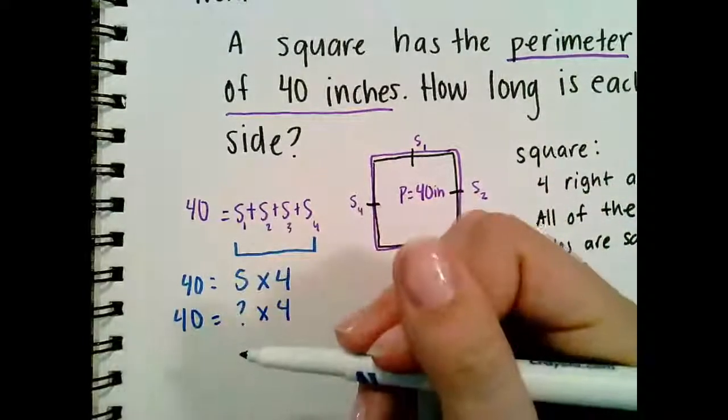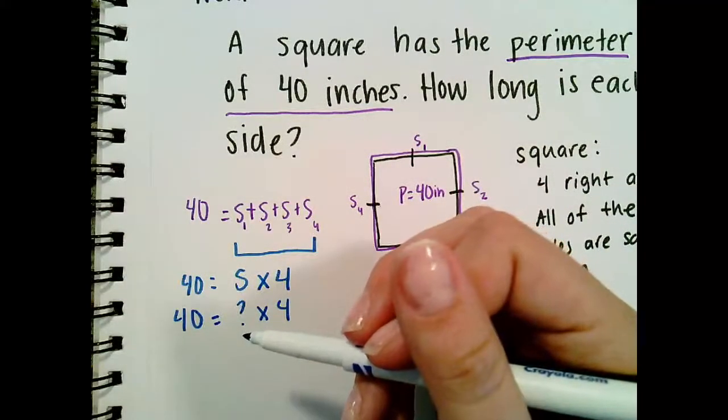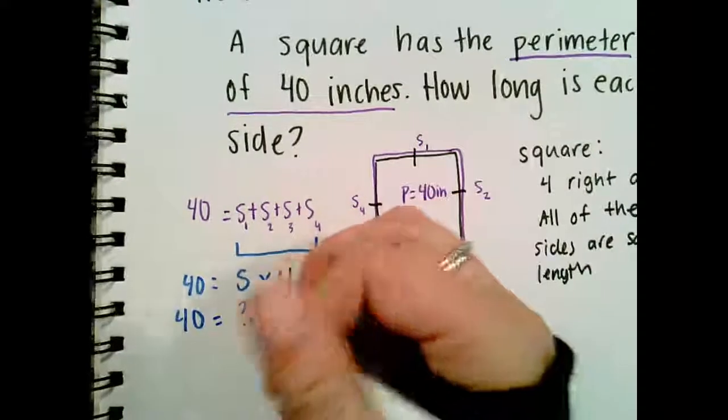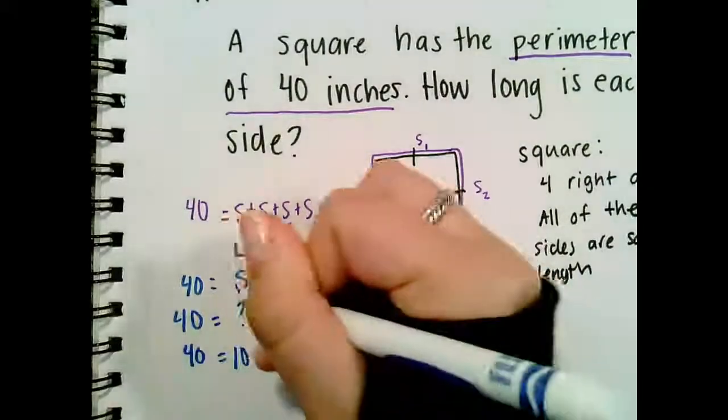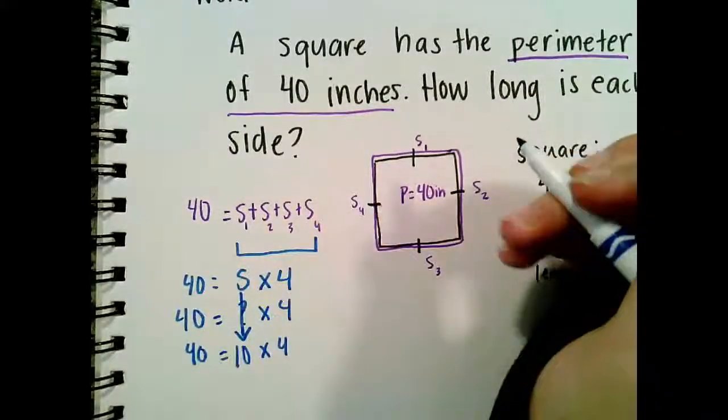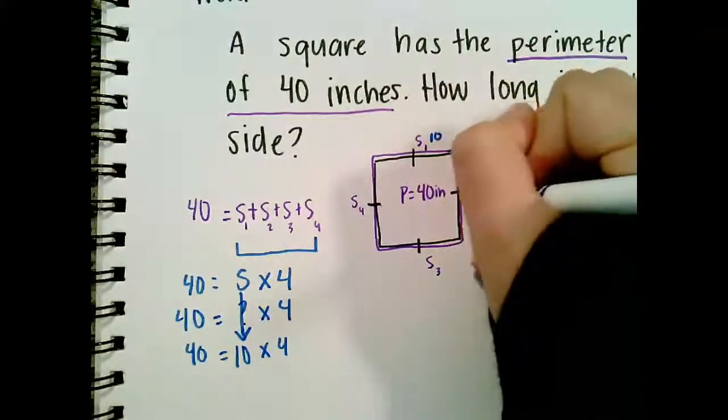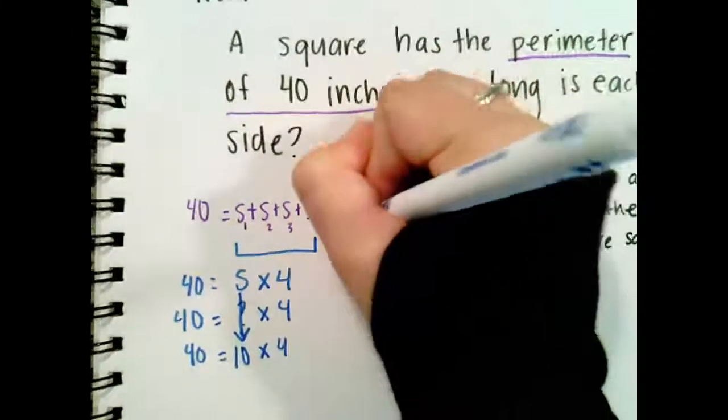Knowing my tens facts, I can count up 10, 20, 30, 40. Okay, so if I count by tens, 10 times 4 equals 40. So that means this s equals 10. So each side would have to be 10 inches.